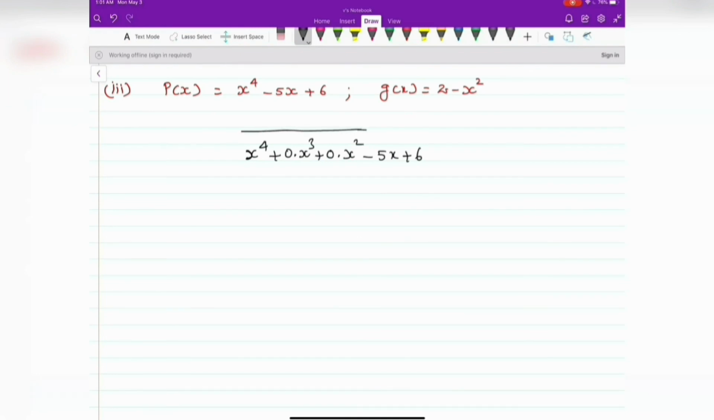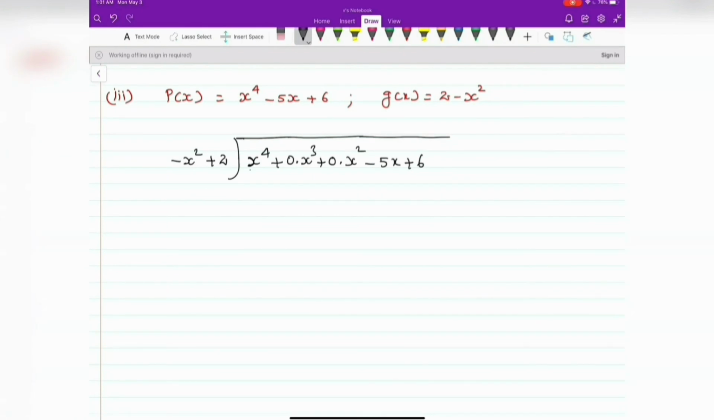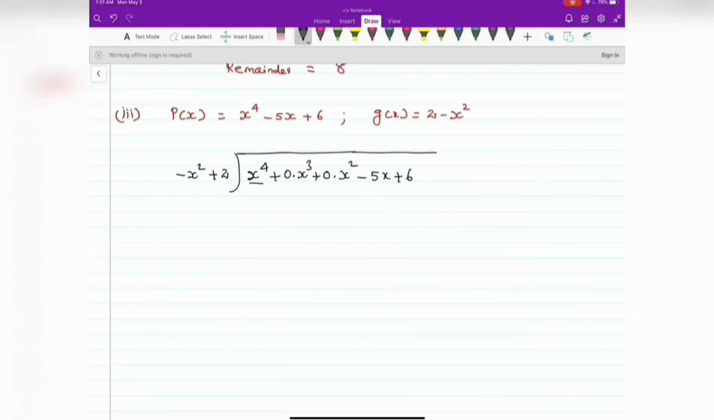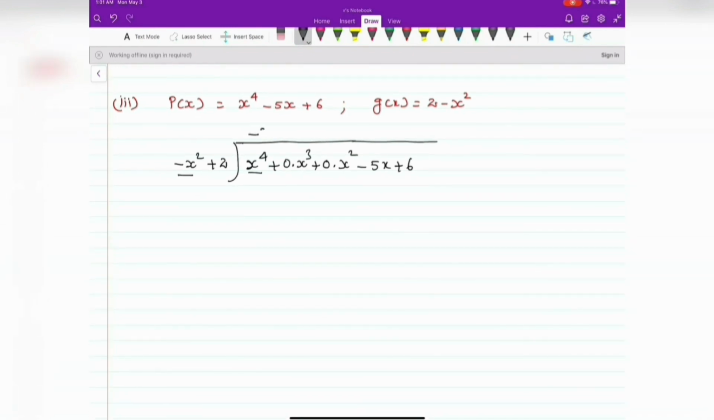When it comes to the divisor, let me write it as minus x square plus 2. Okay, I want x power 4, but I am having in the divisor only minus x square. So I have to multiply it by minus x square. Only then I will get minus into minus plus, and x square into x square will give me x power 4. Then I will be having minus 2x square. Let me write under x square term minus 2x square.